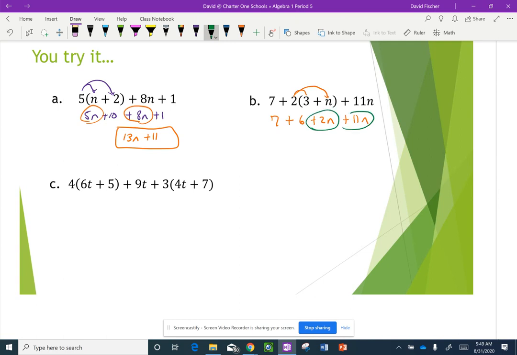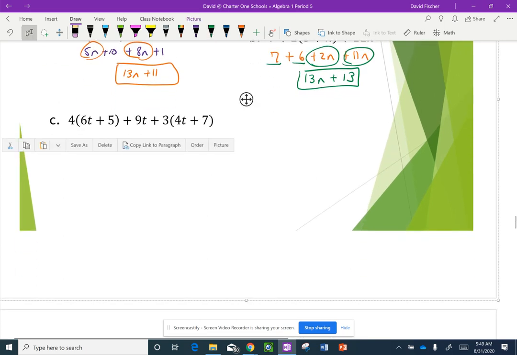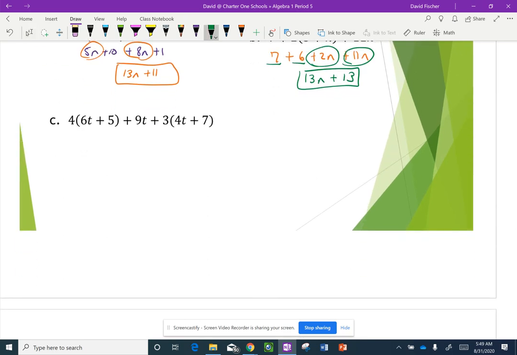Got some n's and got some m's. 11, 12, 13 of them. I got a 7 plus a 6. A little bit more involved.